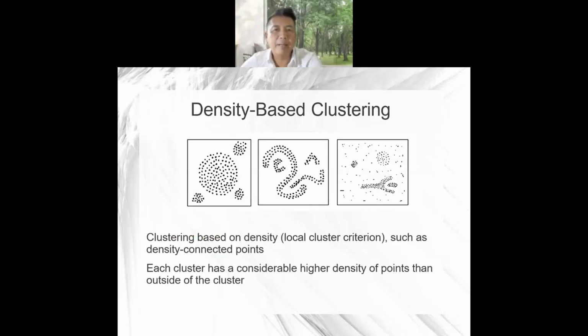For density-based clustering, they can find clusters of any shape. Even in this one, this is non-spherical, this is spherical, and this is a mix of spherical and non-spherical. So the clusters are based on density, such as density-connected points. We are looking at how close they are.